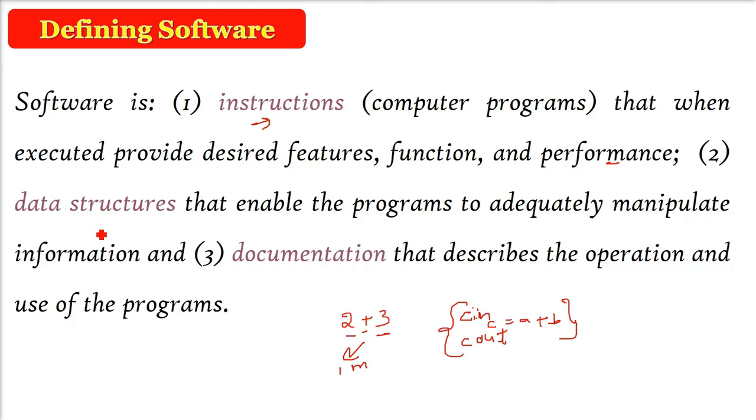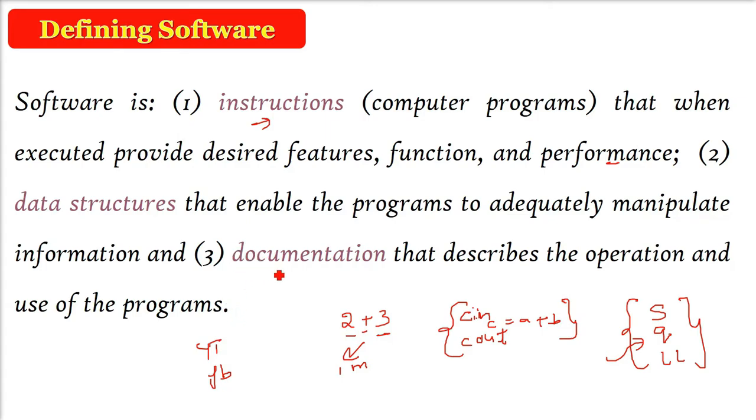Then the data structures. For example, stacks, queues, linked lists. Whenever we make software, we are dealing with, say, small data or humongous data. So the data structures will enable these programs to properly and adequately manipulate the information. Talk about YouTube and Facebook. They are getting, I cannot even put a number on it, huge data, big data.